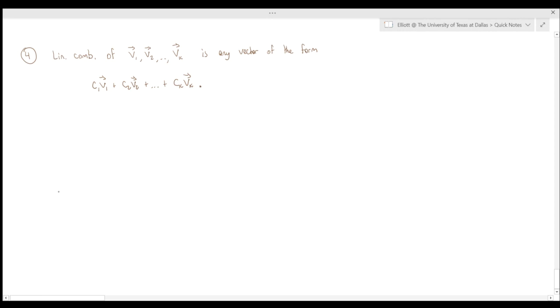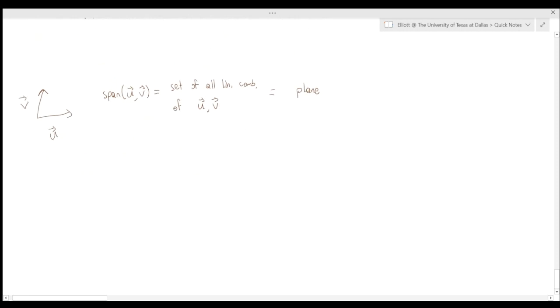We talked about how when we have two vectors u and v that look like this, the span of u and v, which we defined to be the set of all linear combinations of u and v, would be a plane, specifically the plane that contains the two vectors u and v.